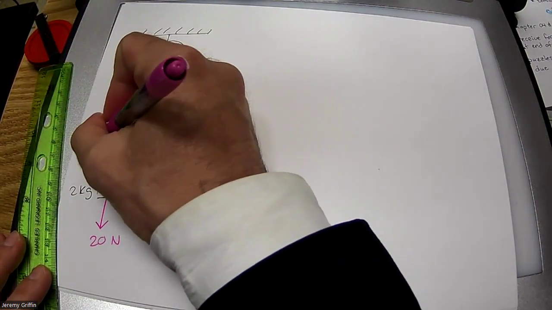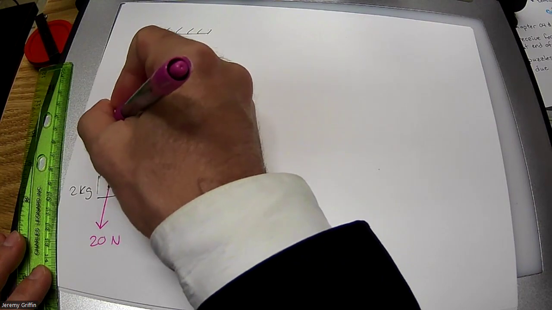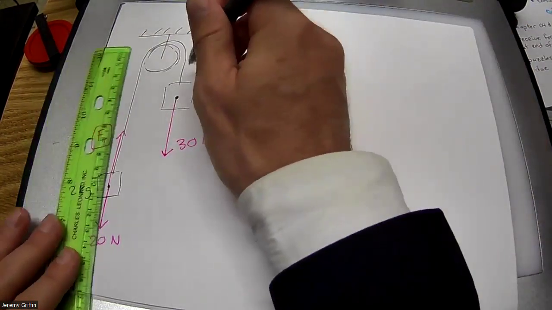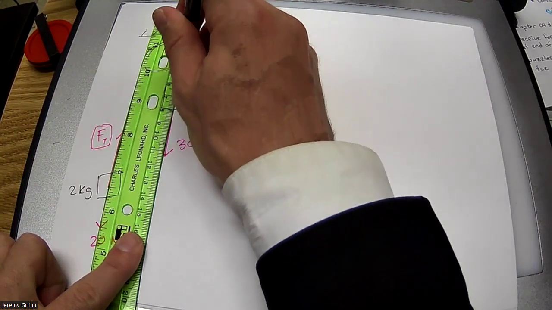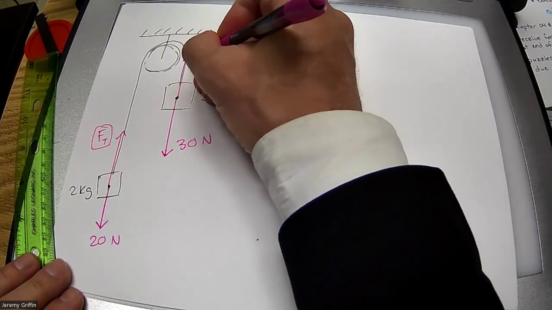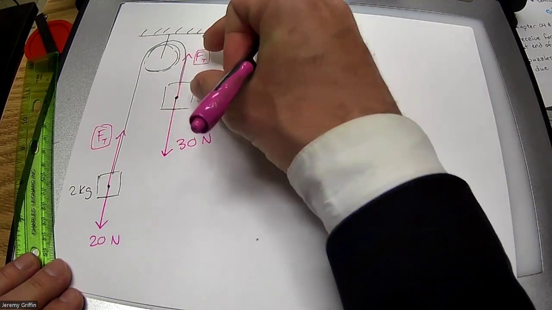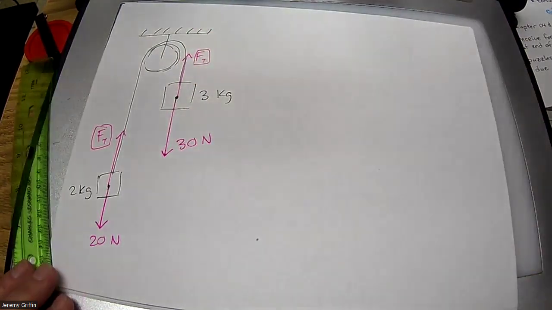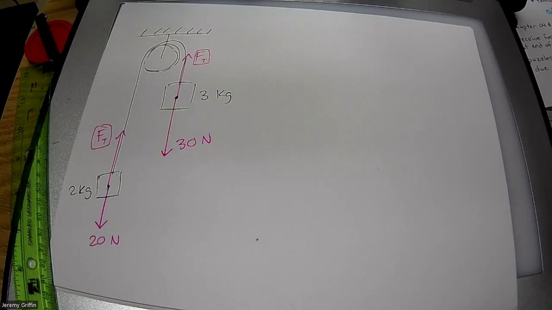I'll call this F sub T for the tension force, and we're going to eventually solve for that. I think the exact same tension force has to act over here on this block, but it's going to be less than 30 newtons, so that there's an overall net force pulling the 3 kilogram block downward. You guessed that too? Okay.